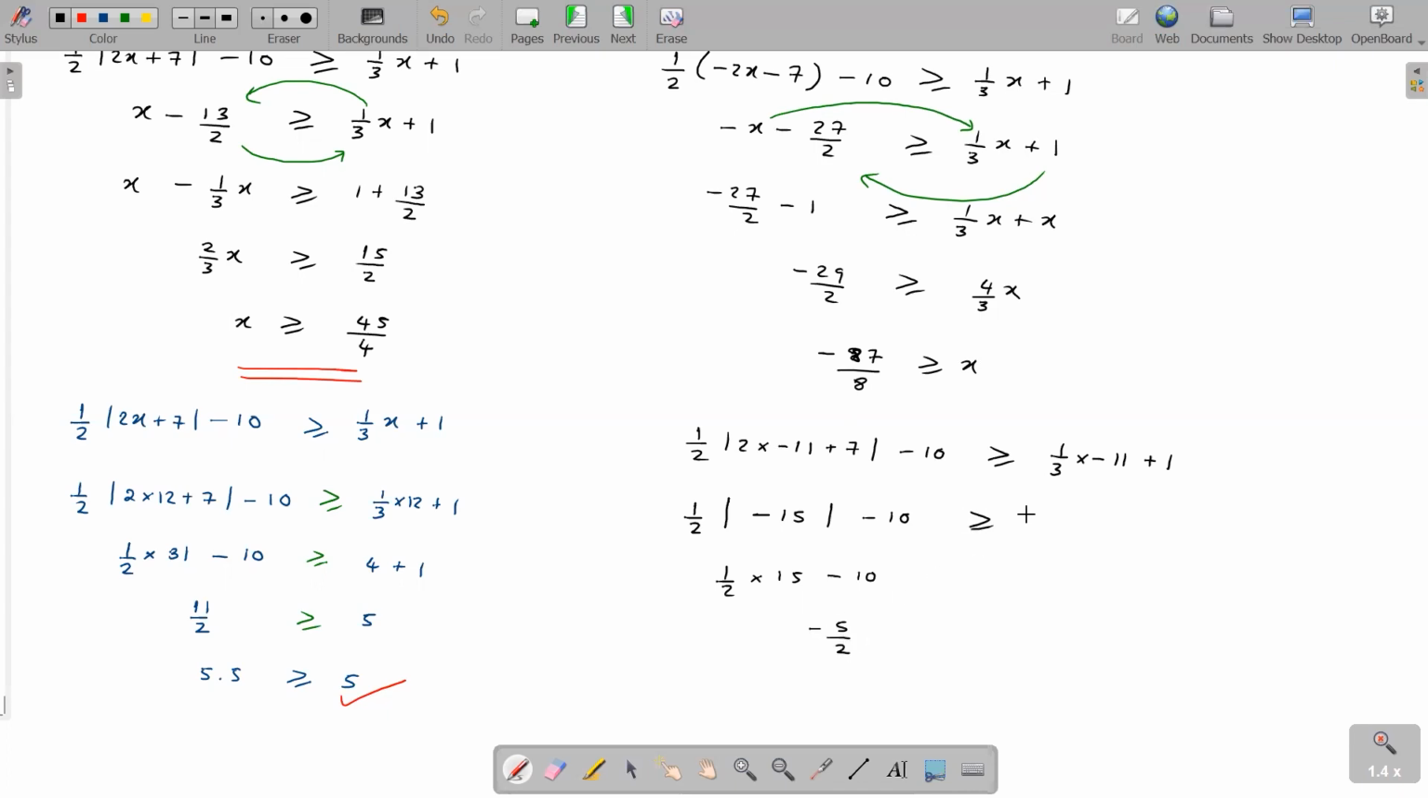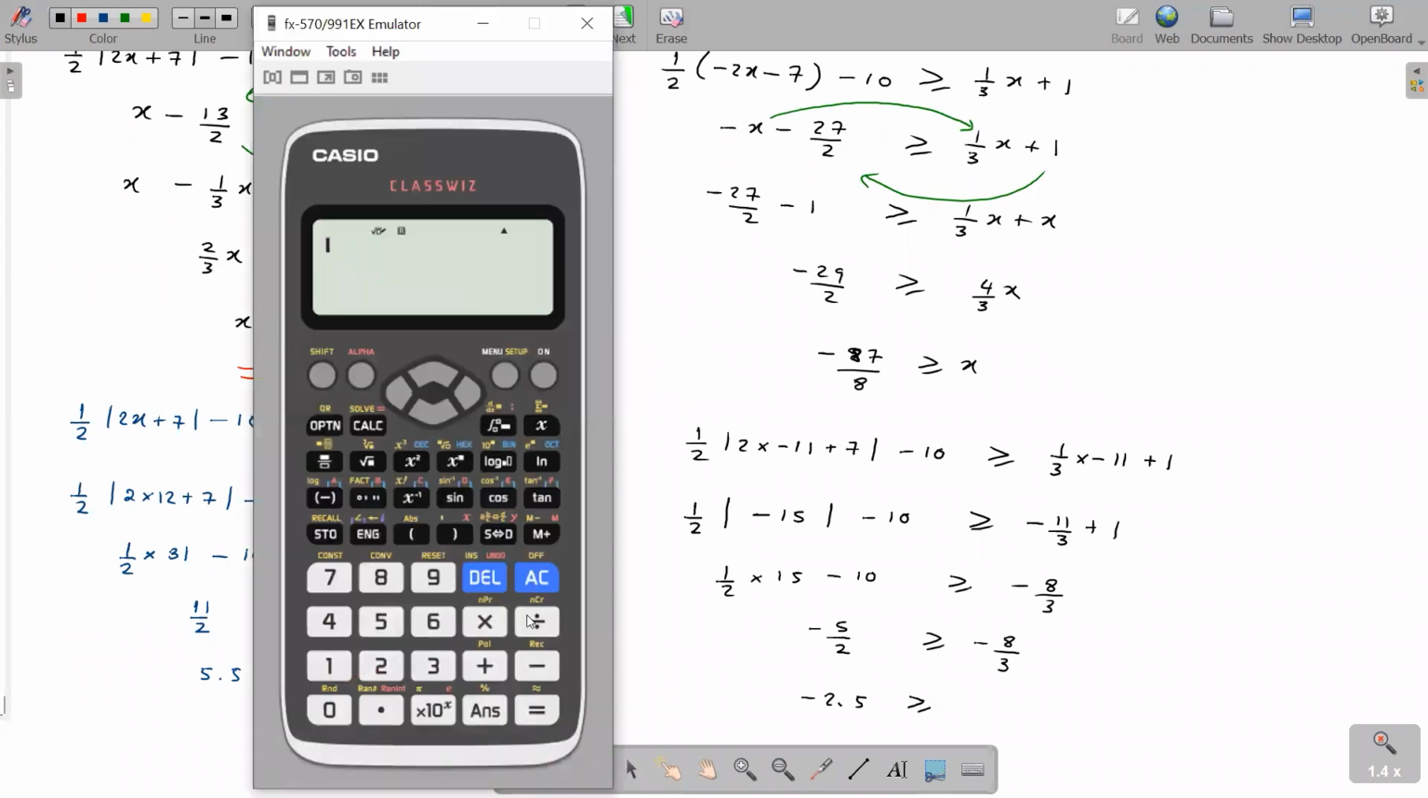So check whether this inequality holds on the other side. Minus 11 over 3 plus 1, how much is it? Minus 8 over 3. So is this correct? Check on the figures. Minus 5 over 2 is minus 2.5. How much is minus 8 over 3?